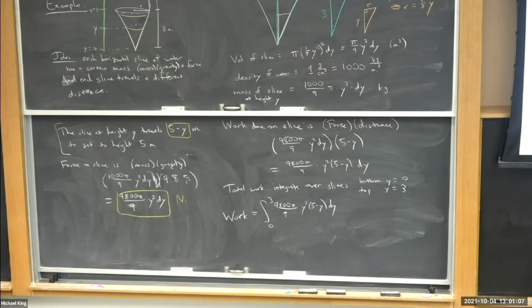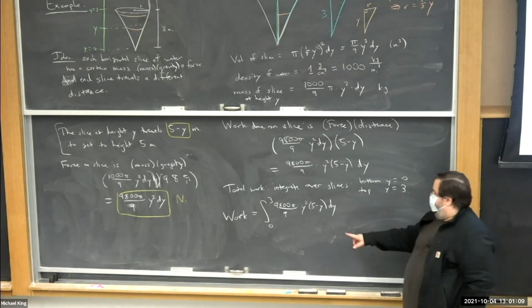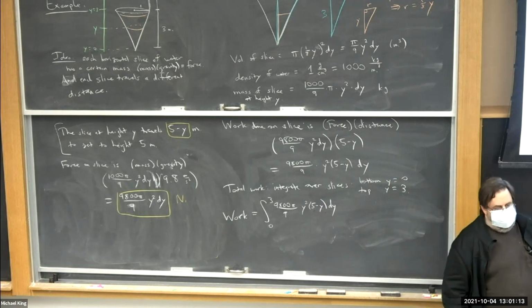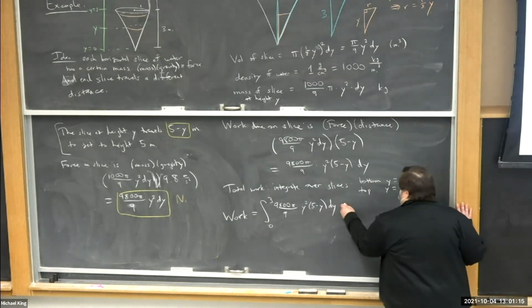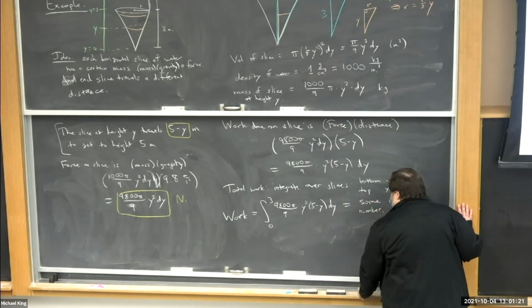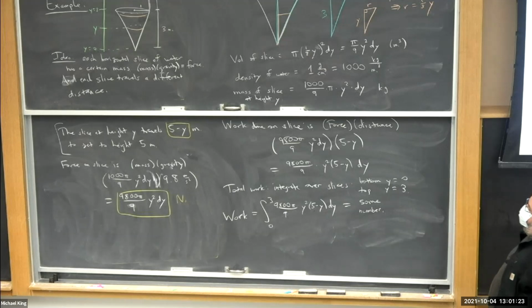You can factor out the 9,800 pi over 9. You can multiply the y squared through here: 5y squared minus y cubed, right? You can integrate. So let's just say that equals some number. But as always with these, it's the setup. It's the setup, right? You got to draw the picture carefully. You got to think about the slices carefully.